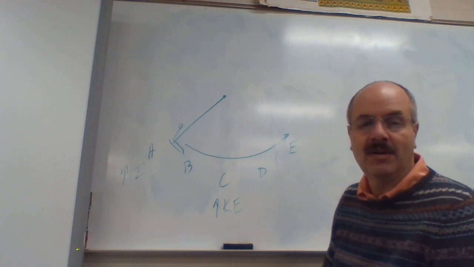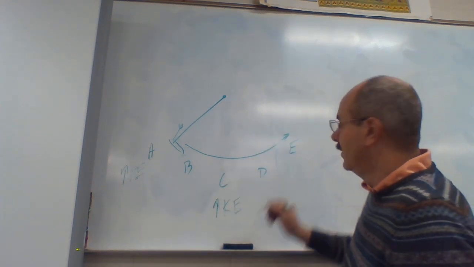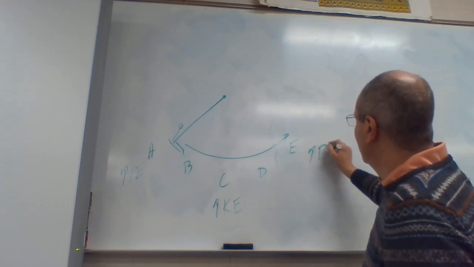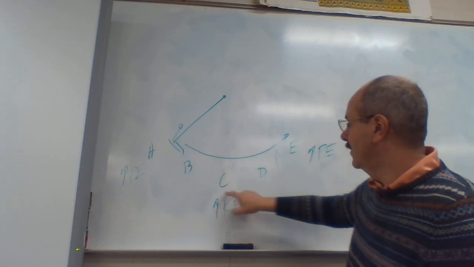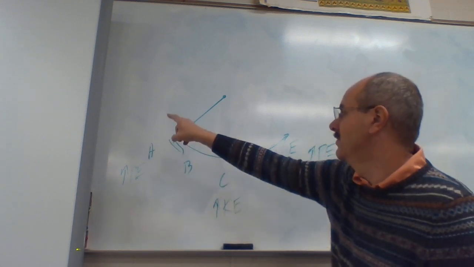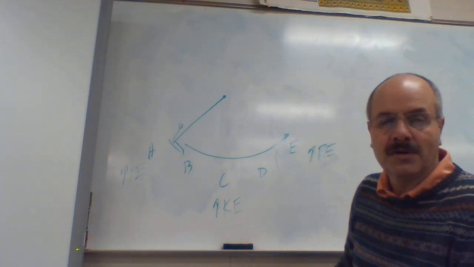Now what's happening as it goes back up this side? It's starting to slow down, isn't it? There's a certain point where it stops and then it comes back. So right over here, all of a sudden we're going to have great potential energy again. So it really goes potential, kinetic, potential, kinetic, potential, kinetic, potential, kinetic, potential. And it keeps going back and forth.